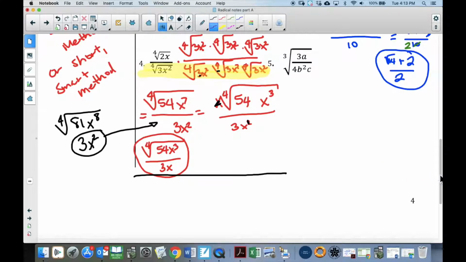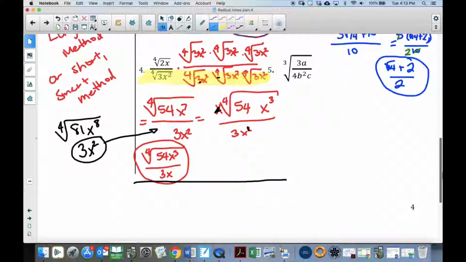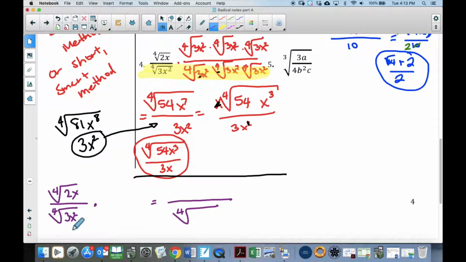So I'm going to do the same problem, but I'm going to approach it differently. All right, so I came down here, and I just rewrote this problem. All I did was rewrite the problem, and I'm going to show you a different way to do it. What I'm going to call this is the short, smart method.